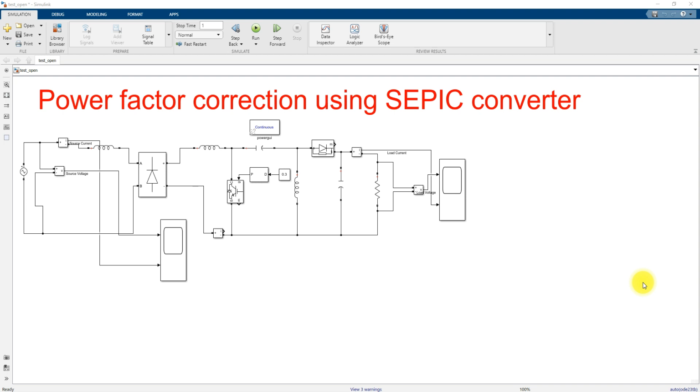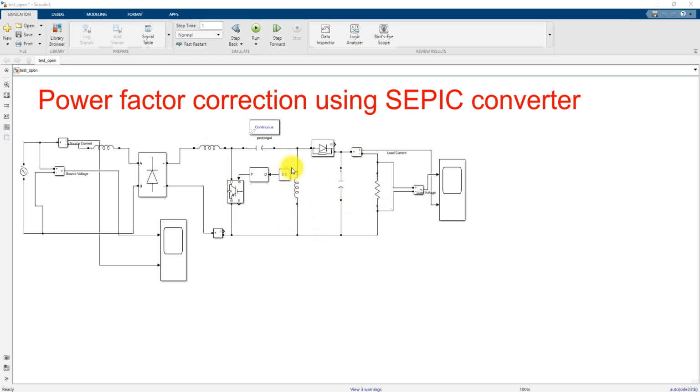Today we are going to see power factor correction using a SEPIC converter, and also in this video we are going to see the open loop control and the closed loop control for power factor correction. So this is a model for open loop control. It consists of the source voltage, that means AC voltage, a diode bridge rectifier, and then this is known as the SEPIC converter, and this is the load.